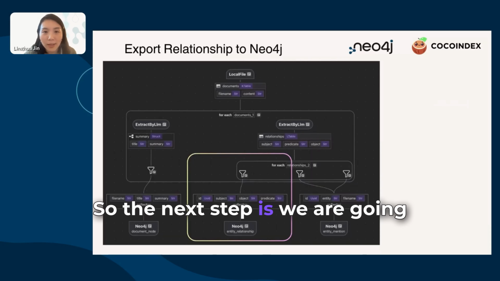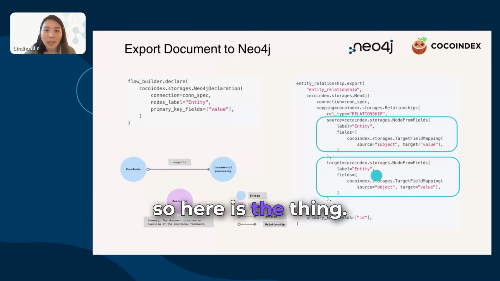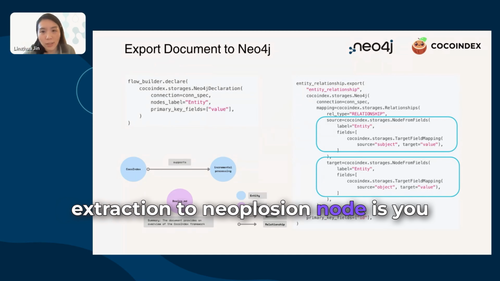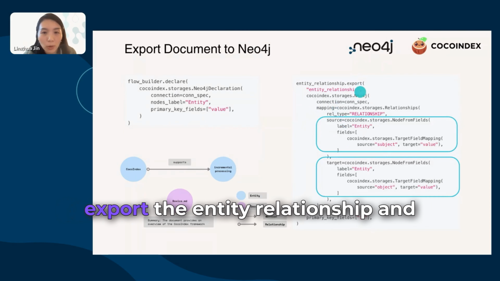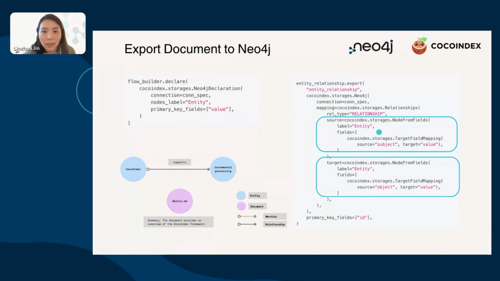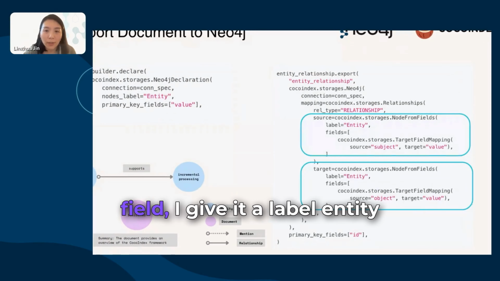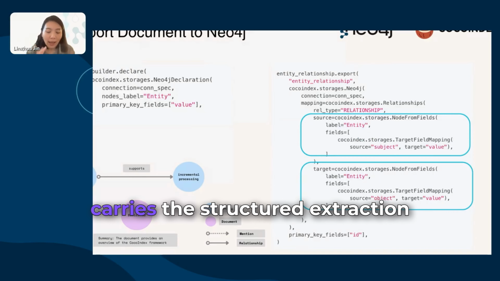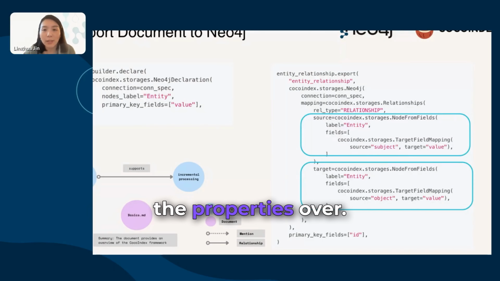The next step is we're going to export the relationships. It's the same here. The way you convert this structured extraction to Neo4j is you simply call this export function with a mapping, like saying I'm going to export the entity relationship, with the source that comes from the entity. Basically, this creates a node from this field. I give it a label entity, and then do some field mapping. It will automatically carry the structured extraction to Neo4j and carry the properties over.